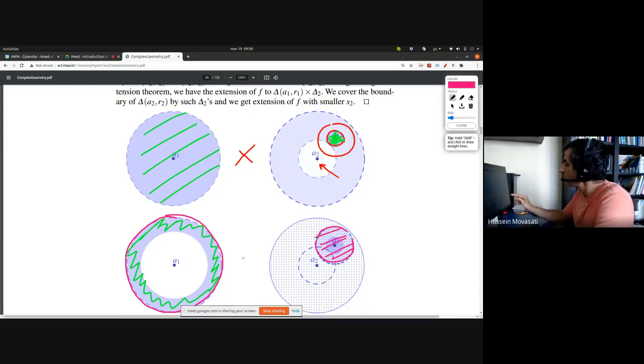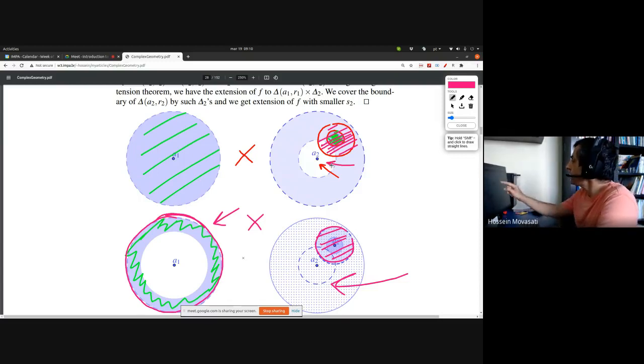Remember that my function is defined in a neighborhood of the boundary. In particular, it is defined in a neighborhood of this circle times the whole disk that we have here. So at the end of the day, I have formed already my Hartogs domain. The holomorphic function is defined in this Hartogs domain, so I will have the extension. This means that I was able to extend it to a part of this white region.